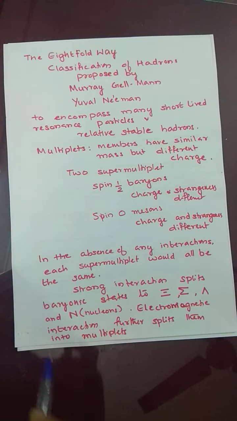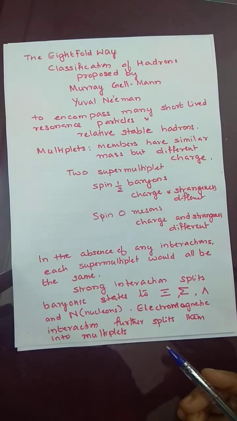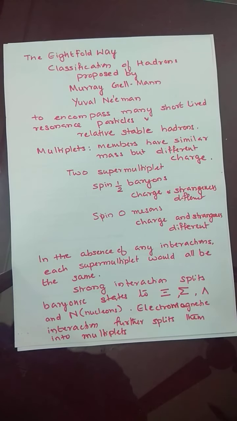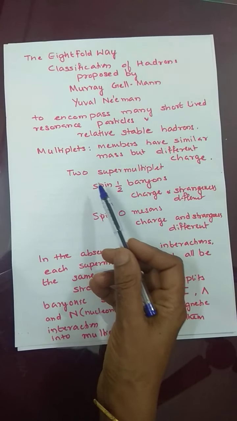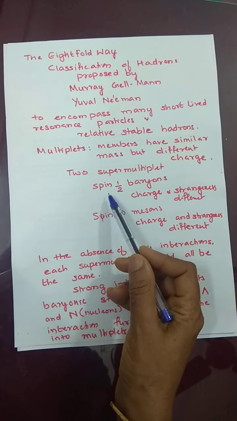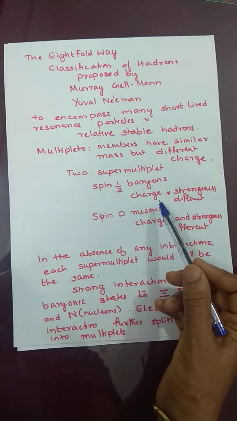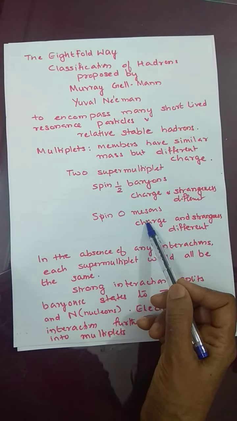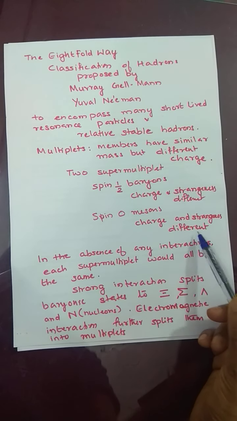In the eightfold way, these multiplets are accommodated. Multiplets means particles or members having similar mass but different charge. So among the elementary particles, two super multiplets are there. One is the spin half baryon multiplet, in which the charge and strangeness are different. Then you have the spin zero mesons, which also have different charge and strangeness.